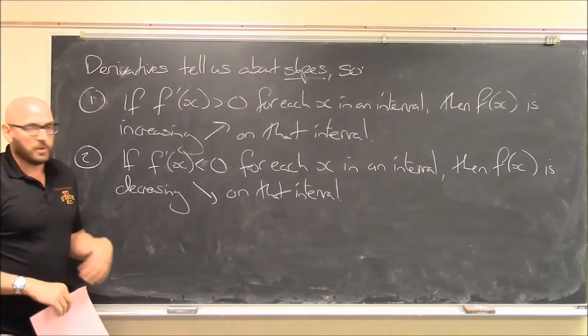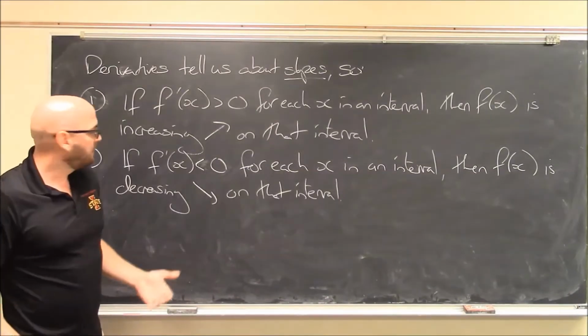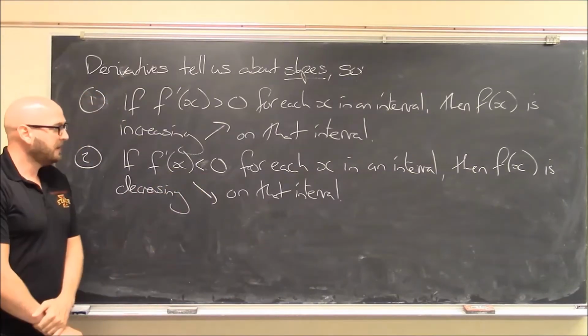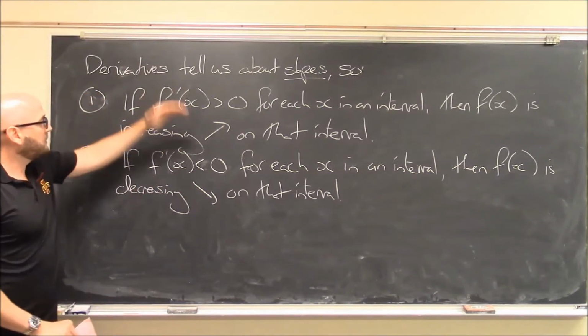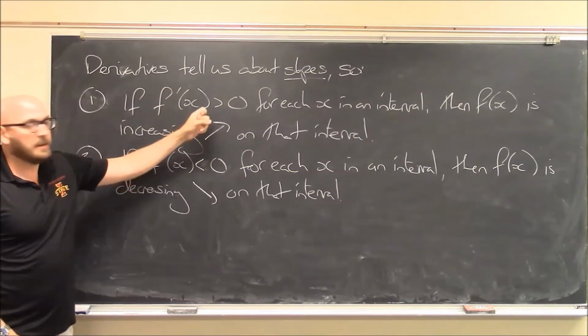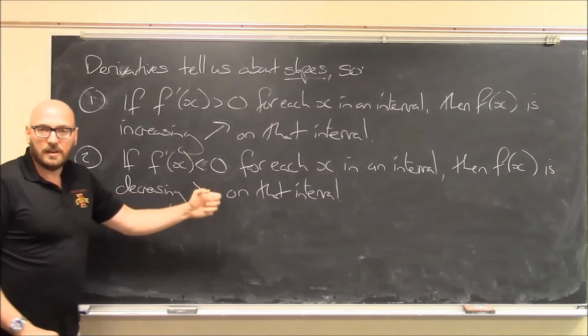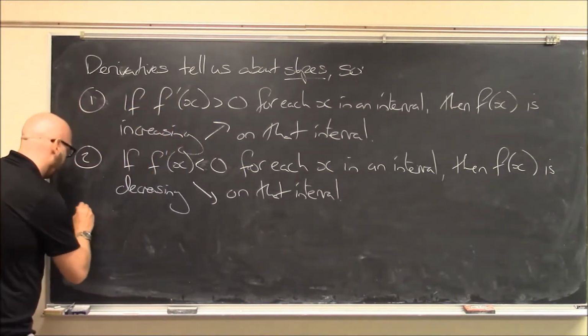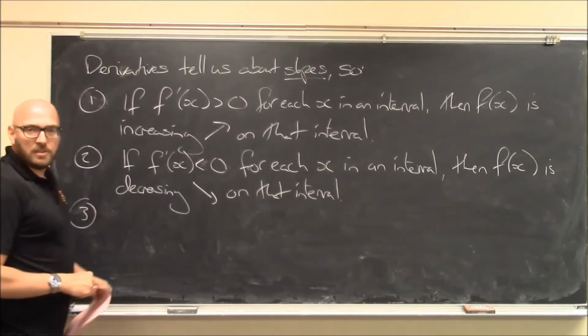Okay, so if I asked you where a function is decreasing, you take its derivative, and you ask where my derivative is negative. When is it less than 0? This doesn't exhaust all the possibilities though, right? Bigger than 0, less than 0, it's possible your derivative is equal to 0. That's our third possible case.